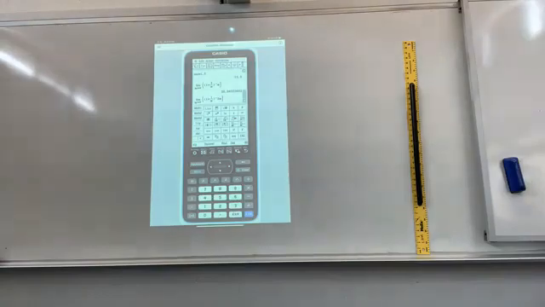Alright, I want you to look at D, E, and F. See if you can notice something, and then compare it to the answer from A, B, and C.